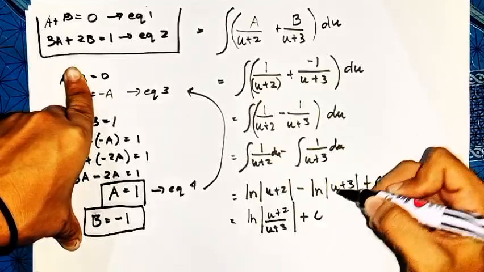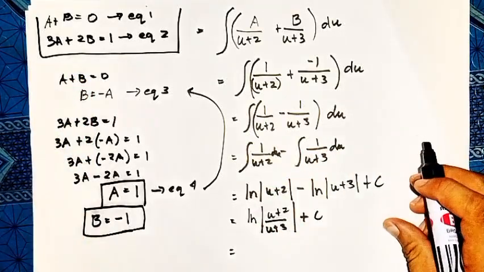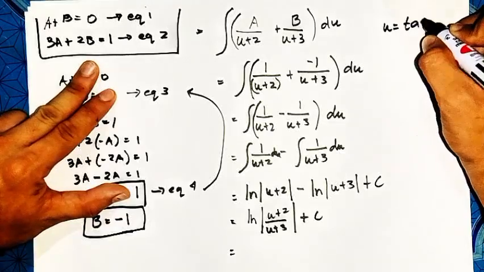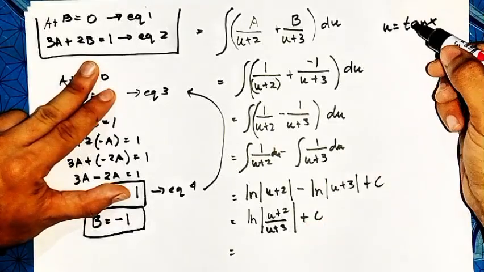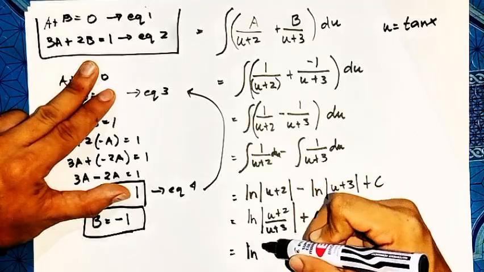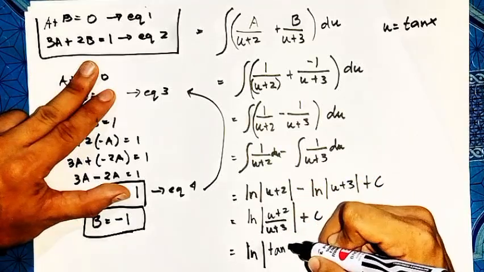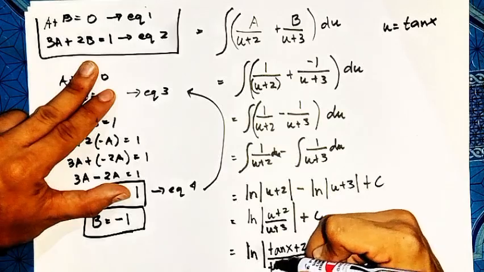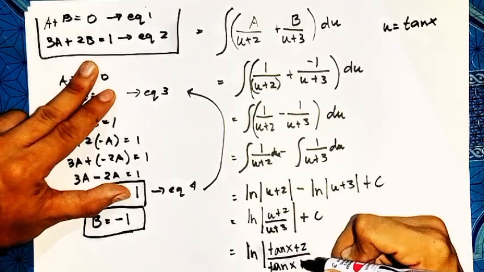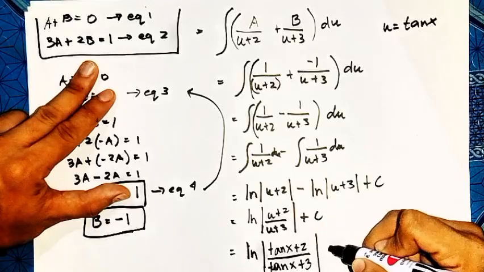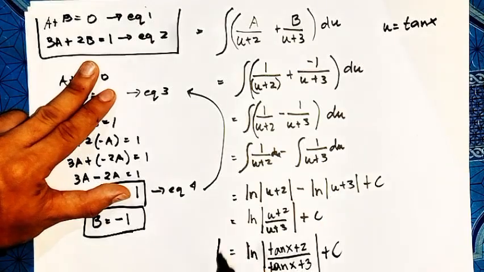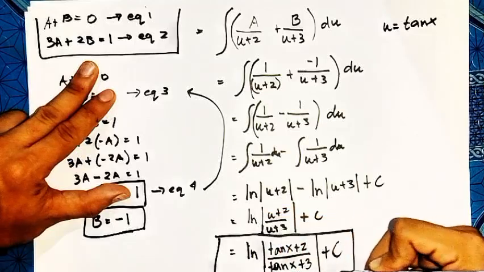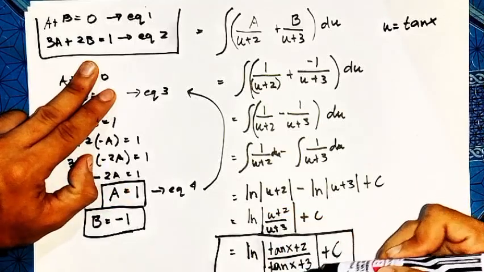Plus C. Now, remember the value of u and du, since our u is equal to tan x, right? So let's substitute the value of u into our answer. So ln of tangent x plus 2 over tangent x plus 3, plus C. This is now our final answer: ln of tangent x plus 2 over tangent x plus 3, plus C.